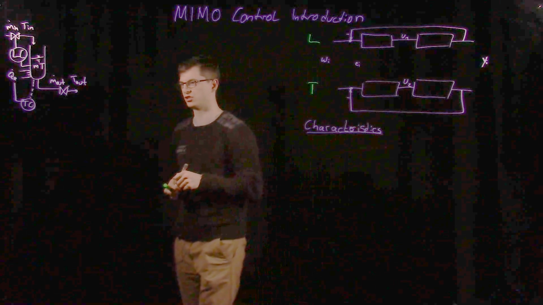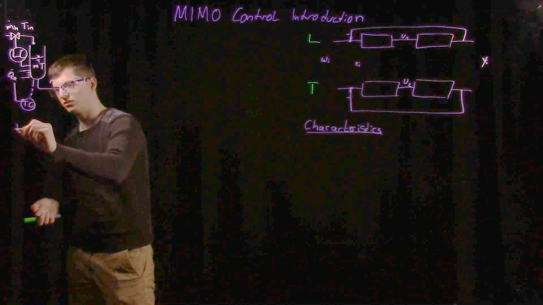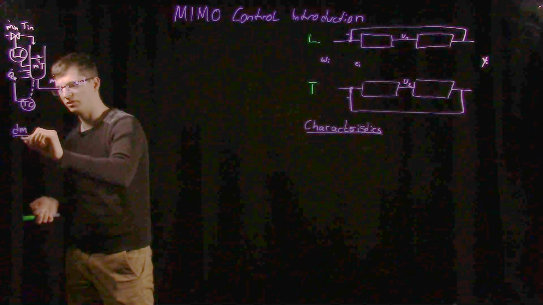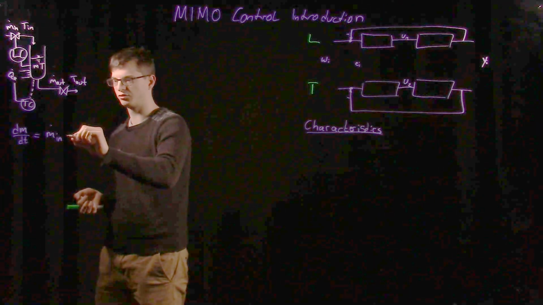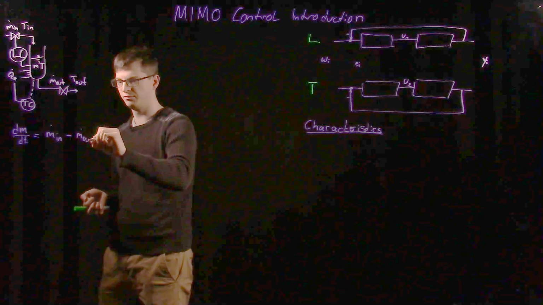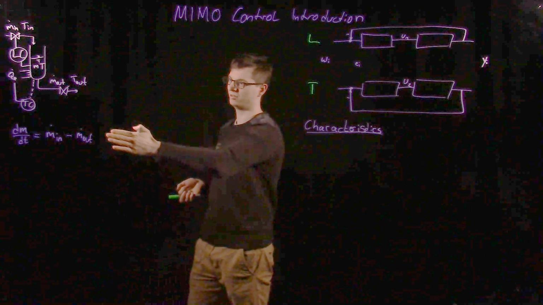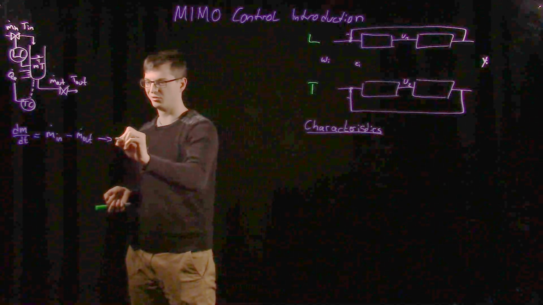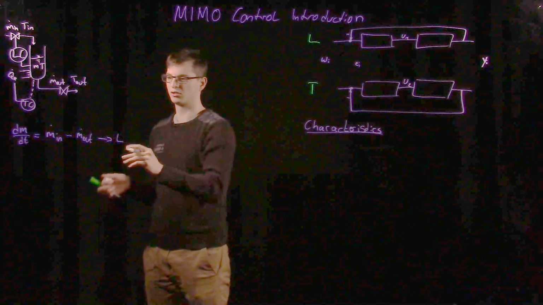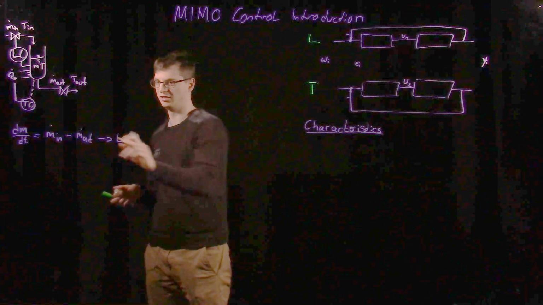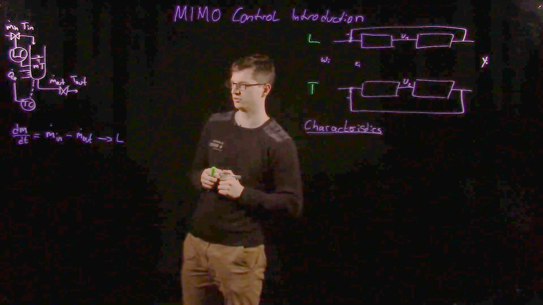And for this, we are just setting up a mass balance, and that's quite easy. You just start with dm divided by dt is input stream minus output stream. And you know this is directly related to the level. And if you want to control the level, this is completely enough. So level is dependent on level, and that's it. But for temperature, it might be more difficult.